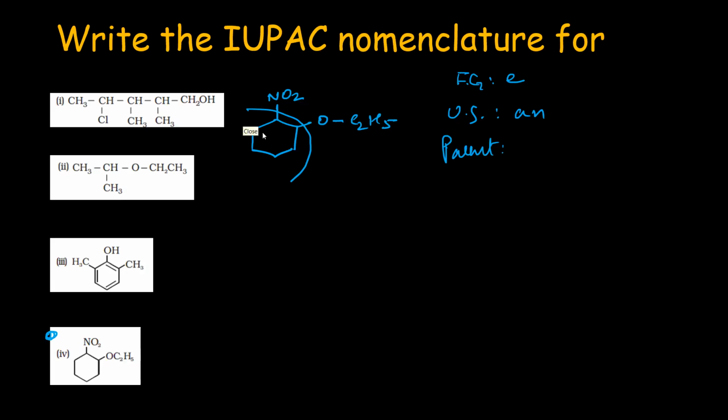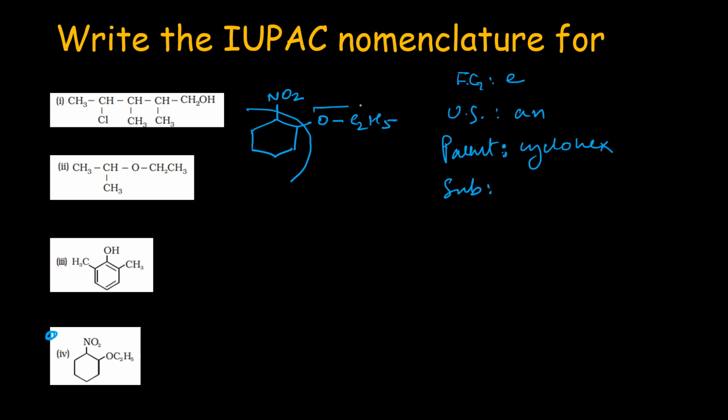Hex. It will be hex. There are 6 carbon atoms, but we have them in a ring. That is why it will be cyclohex. Cyclohex only, not hexane. Cyclohex. Okay. And then the substituent.